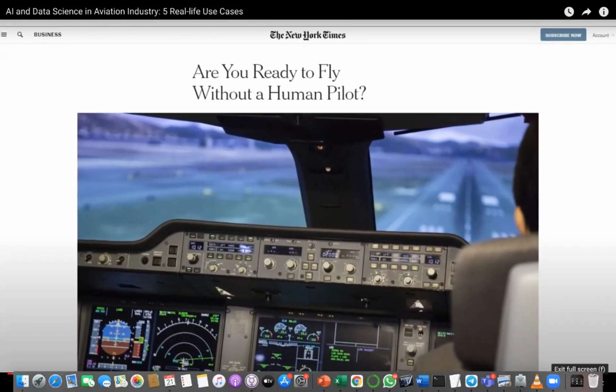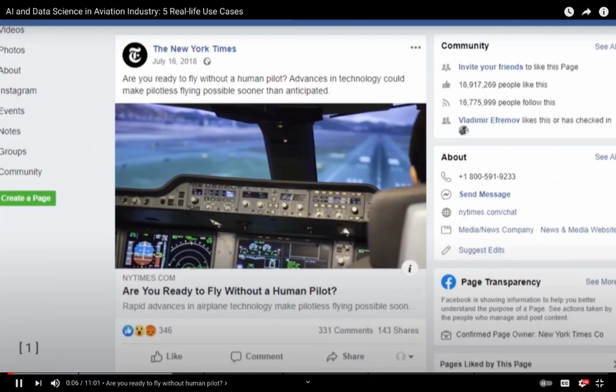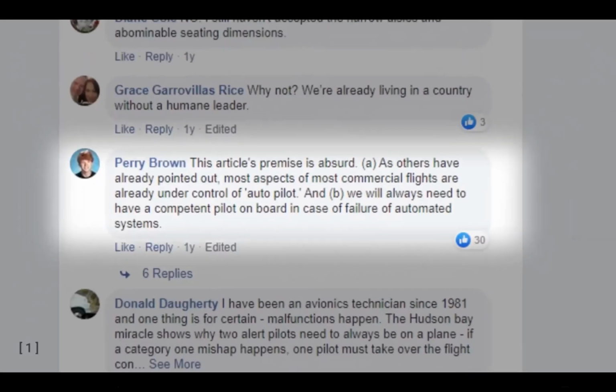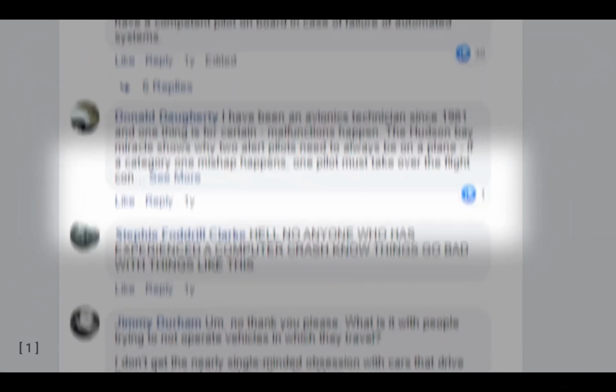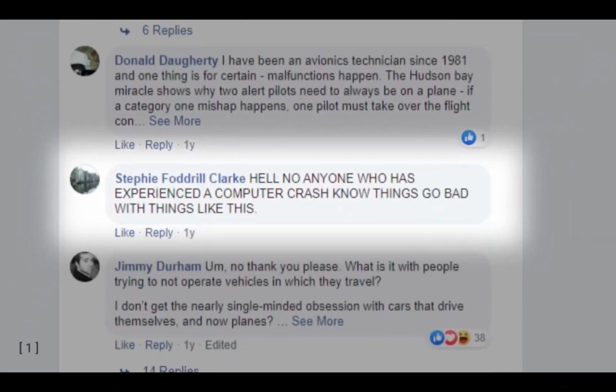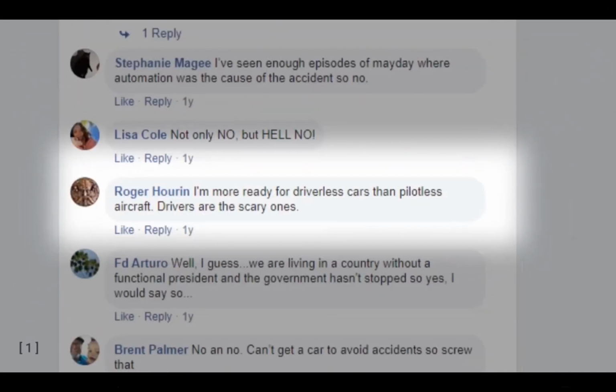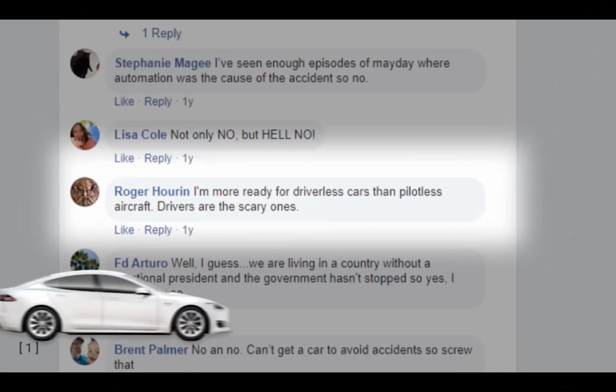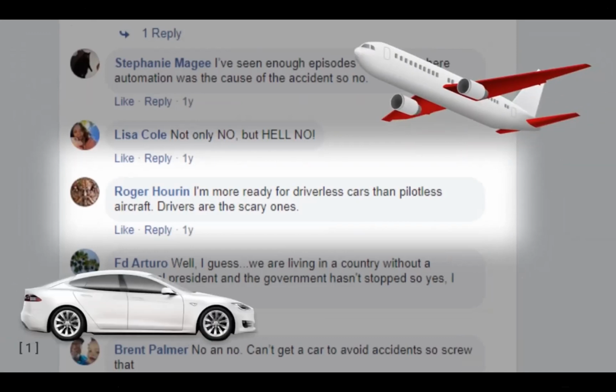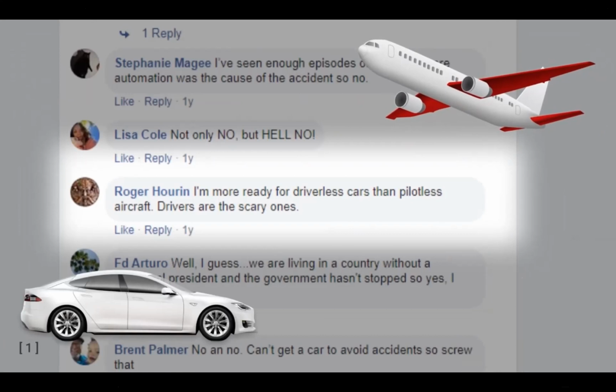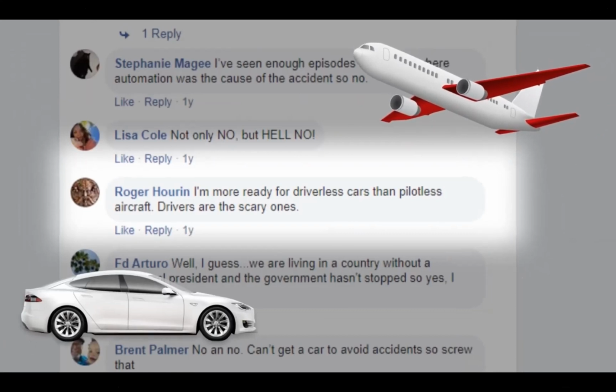Without a human pilot was a question posed in an article in the New York Times that fueled a lively discussion on Facebook last year. Many people reacted emotionally, with comments in caps. Some users shared their knowledge about the aviation industry, while others said they were more prepared to accept driverless cars than pilotless planes, maybe because it feels safer to be on the road than in the air.